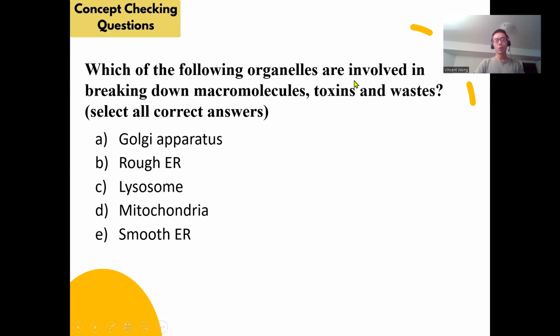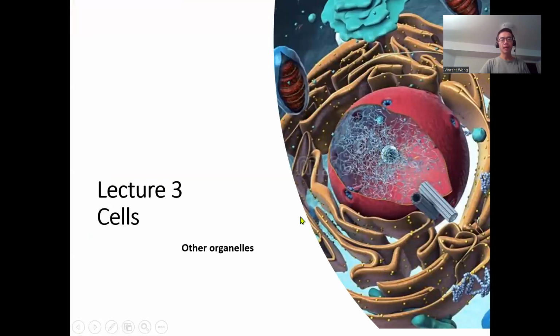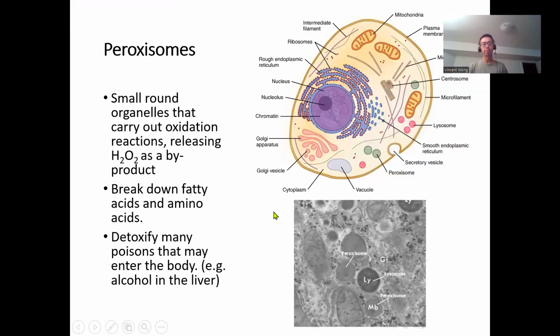Which of the following organelles are involved in breaking down macromolecules, toxins, and waste? That would be the lysosome as well as the smooth ER, right? So let's move on and talk about other organelles in the cell.